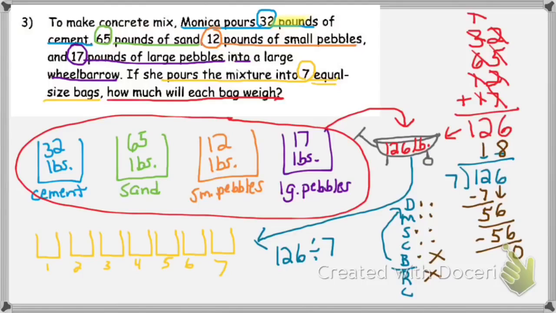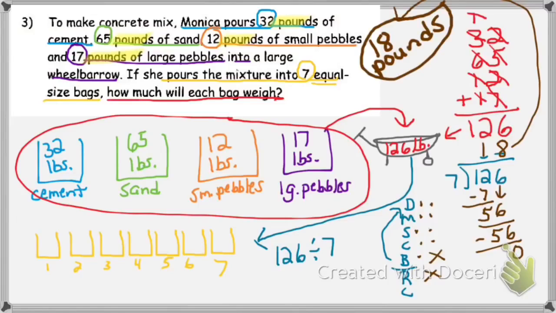But let's go back to my problem and see what my word should be. I have 32 pounds, 65 pounds, 12 pounds, 17 pounds. My unit is going to be pounds. So I'll make room, an arrow to where my room is. And I will write my final answer, which is 18 pounds. Each bag will weigh 18 pounds.